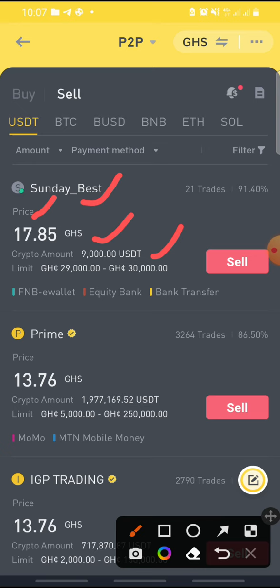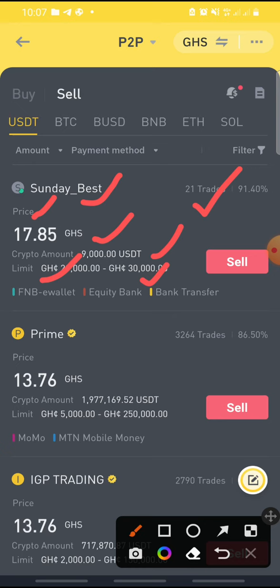He has a limit. The basic amount that he's willing to accept is 29,000 Ghana cedis to 30,000 Ghana cedis. If you are selling anything less than or above this range, he's not willing to accept it. Now, let's look at what he has so far as he began business. He's been able to make 21 trades here. So this is what I said earlier about the range.